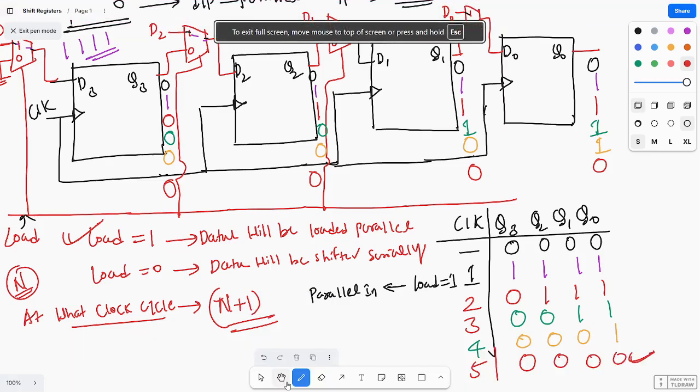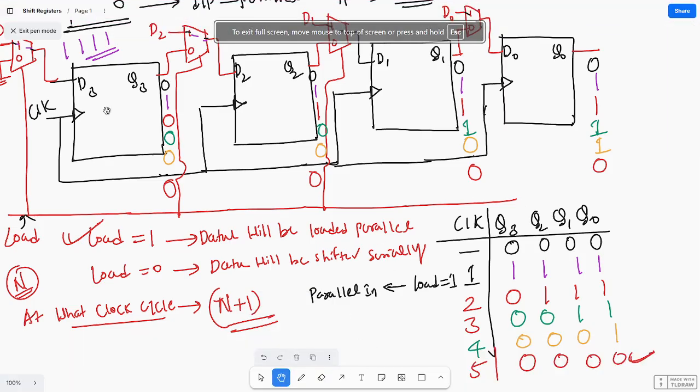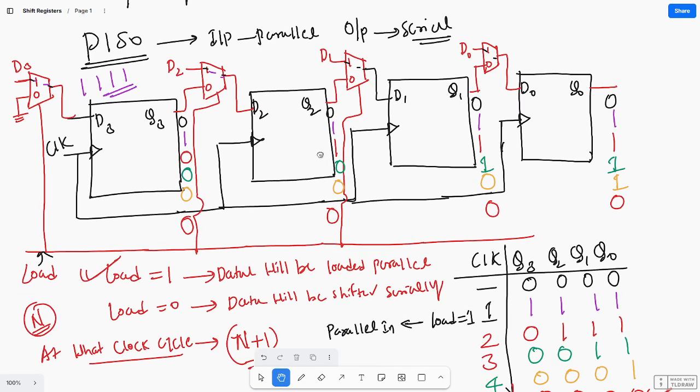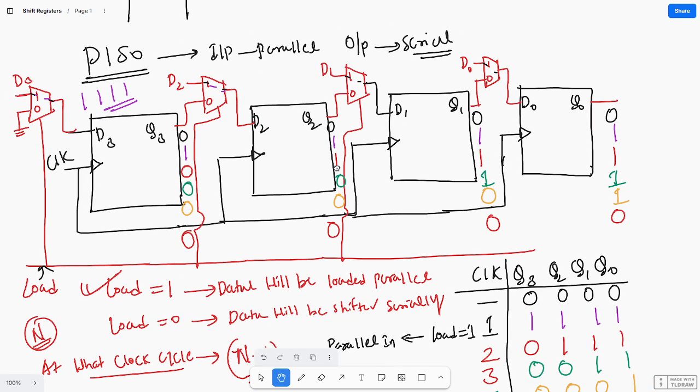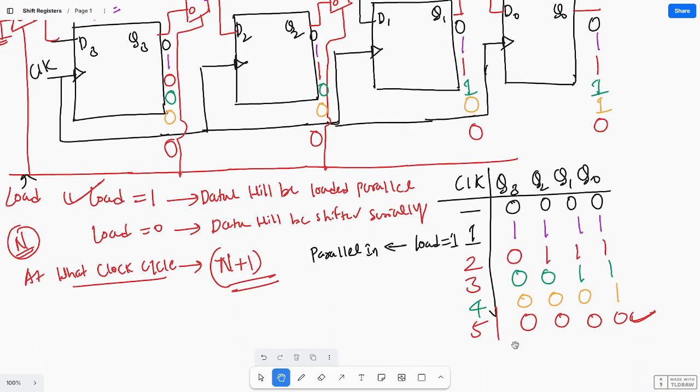Yes or no? Any doubts? Yes, sir, only for this it will take 5 clock cycles. Other operations take only 4 clock cycles. Only at the fifth clock pulse, the content of all the registers becomes 0. All the content of all the D flip-flops becomes 0.